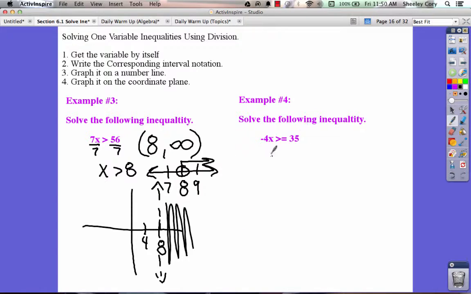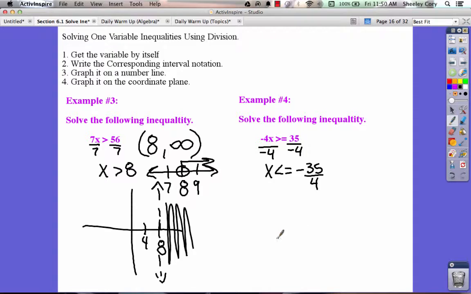Now we're going to do the same thing, but this time with division. So remember, we got a negative number here, so we're going to divide by a negative 4. Remember, when you divide by a negative, it flips the sign. So divide by negative 4, we get x less than or equal to negative 35 over 4. Well, we could reduce that. Actually, we can't reduce that. We're just going to leave it as negative 35 over 4.